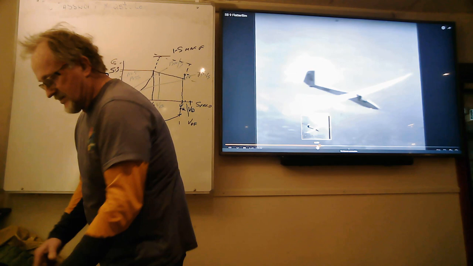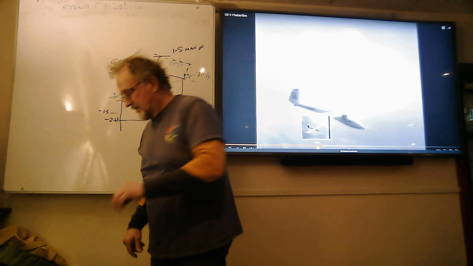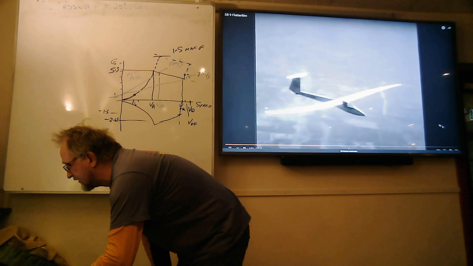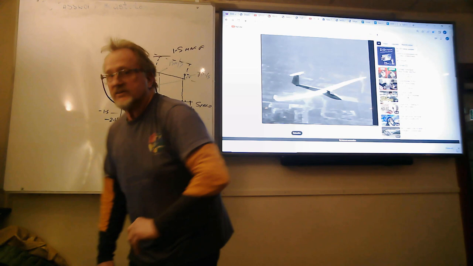So you can either get the rattling of the ailerons, or you can get the whole wing going like this. Or if you're really unlucky, then you can get yourself a torsional flutter. So that is flutter.